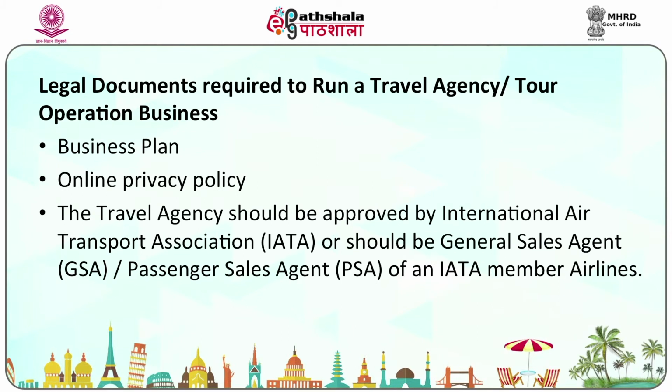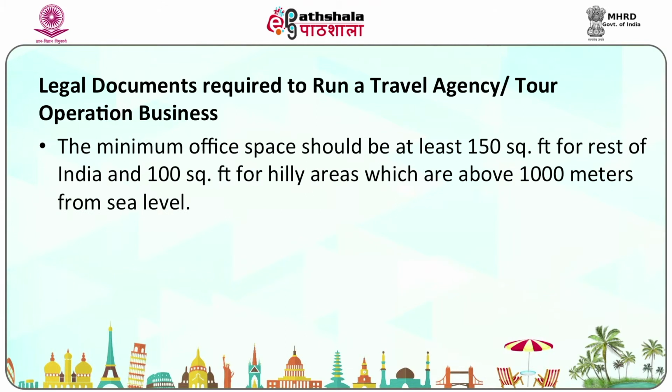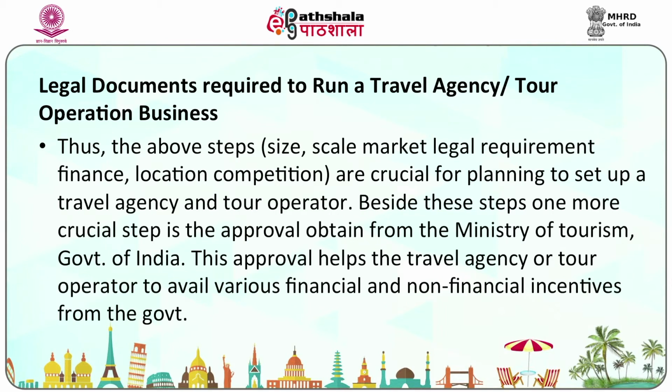The travel agency should be approved by the International Air Transport Association (IATA), or should be a General Sales Agent (GSA) or Passenger Sales Agent (PSA) of an IATA member airline. The minimum office space should be at least 150 square feet for the rest of India and 100 square feet for the hilly areas which are above 1000 meters from sea level. Thus, the above steps, size, scale, market, legal requirement, finance, location, and competition are crucial for planning to set up a travel agency and tour operator.